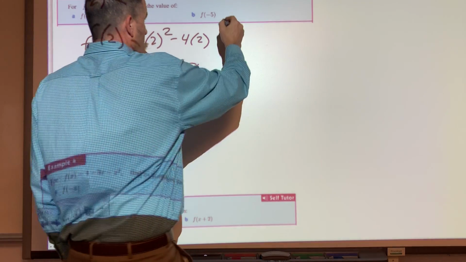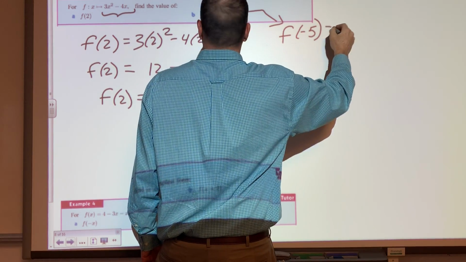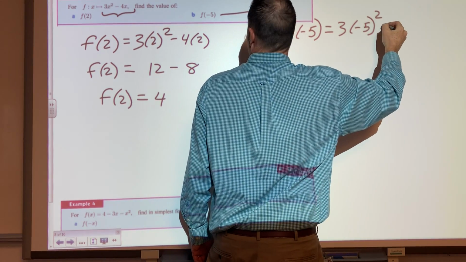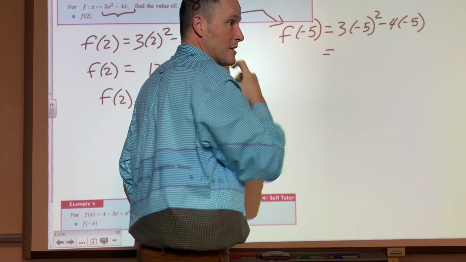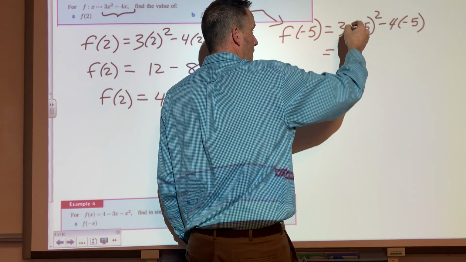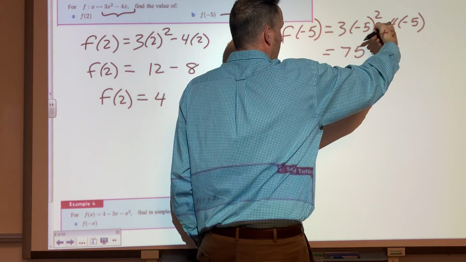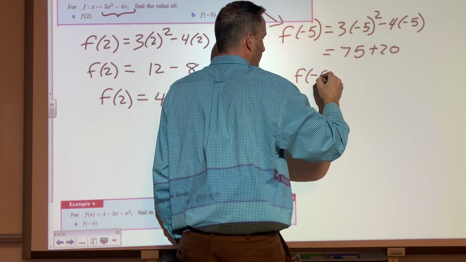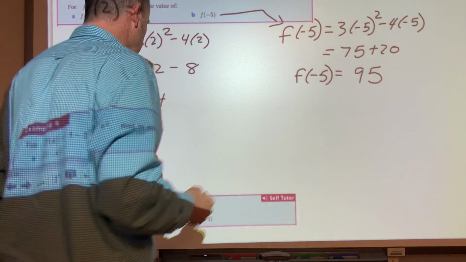Same idea over here. Plug this in. F of negative 5 equals 3 times negative 5 squared minus 4 times negative 5. We did this intentionally because you guys tend to mess this up. Negative 5 squared is positive 25. Times 3 gives me 75. Plus 20. Negative, negative, positive. So f of negative 5 is going to be 95. Okay, so we're just substituting in.